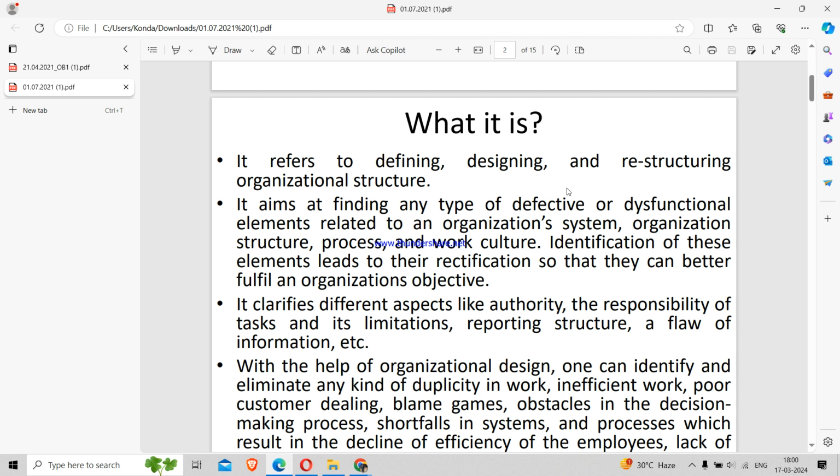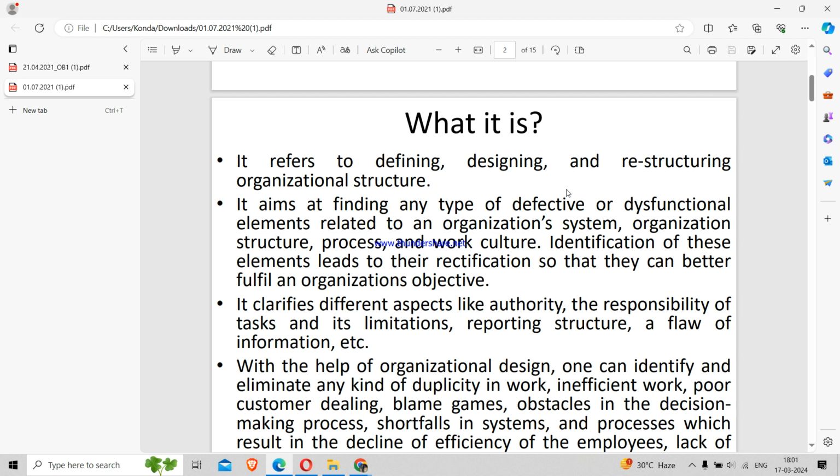Specifically, organization design refers to defining, designing and restructuring of an organizational structure. So many of you can ask, what is an organizational structure? Every company has a combination of employees from different designations and levels. The source of knowing that level of organization is known as organizational structure.